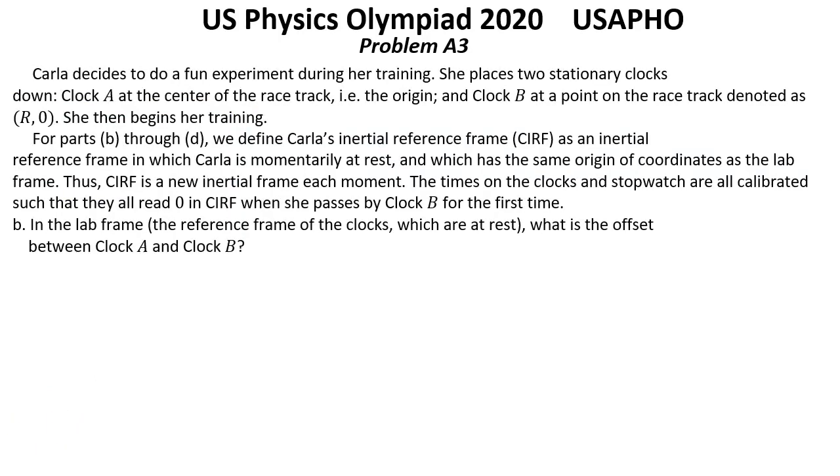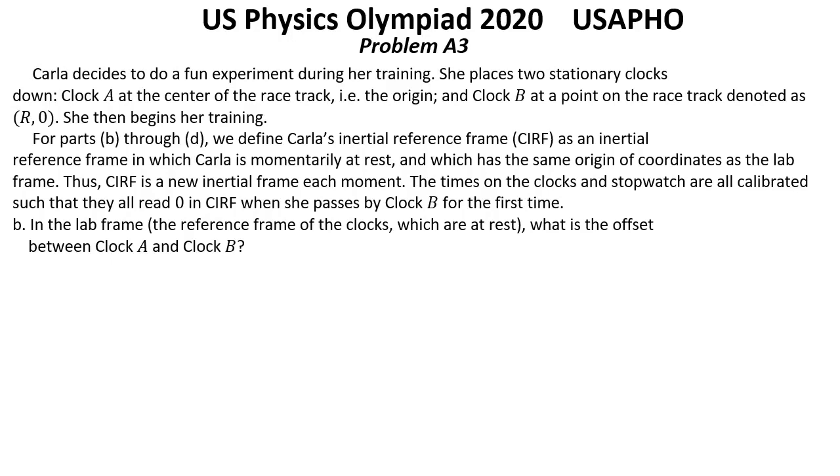Question B. In the lap frame, the reference frame of the clocks which are at rest, what is the offset between clock A and clock B? Solution. Clara's motion is perpendicular to the displacement between clock A and clock B when they are synchronized in CIRF. Therefore, the simultaneous synchronization in CIRF is also simultaneous in the lap frame. Thus, the offset is 0.